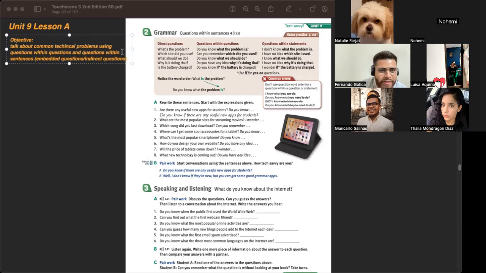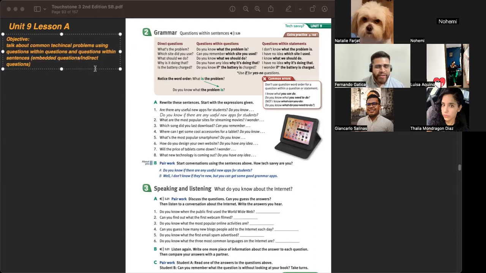Class, repeat after me. Embedded questions. Embedded questions. All right, good, good, good. Ojalá la escuche su celular. Now, ¿puedes repetirlo, Mr. Gatica? Embedded questions? Yeah, you said it correctly. Embedded. ¿Y qué significa? Embedded questions means a question inside of a sentence or a question inside of a question. Okay. Yeah.